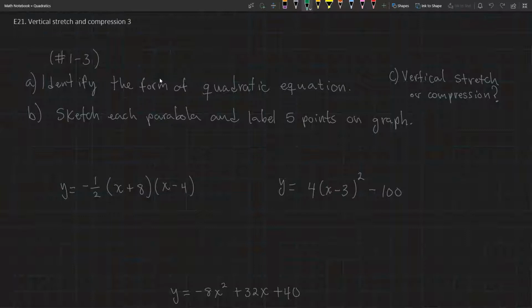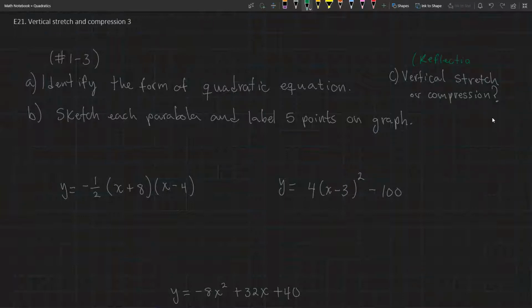This is really continuing the idea from last time. That's why understanding the three forms of a quadratic equation is very important. That's what we're going to do in the first part. Letter A, identify which of the three forms. Letter B, this is the same thing we did: sketch each parabola and label 5 points. We've done a lot of that through so many videos. And letter C, because the emphasis of this video is vertical stretch and compression, and I should also emphasize, is there a reflection?